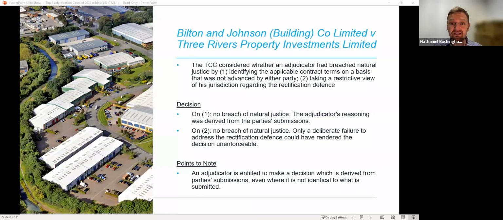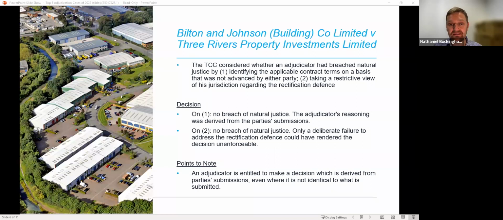So whether this reasoning in rejecting the rectification defence was correct as a matter of law was not material to whether his decision should be enforced. Only a deliberate failure on an adjudicator's part to address the rectification defence would have rendered the decision unenforceable.